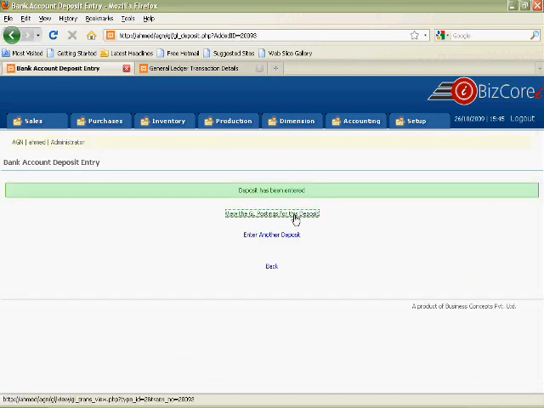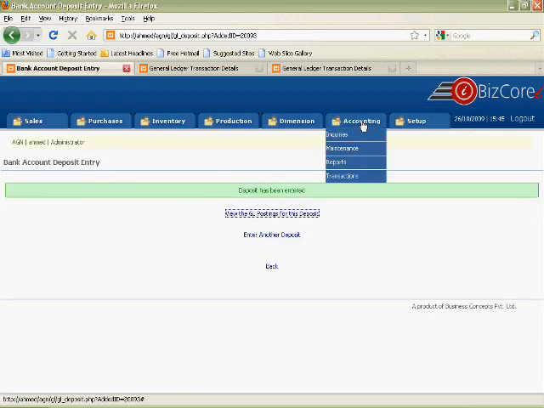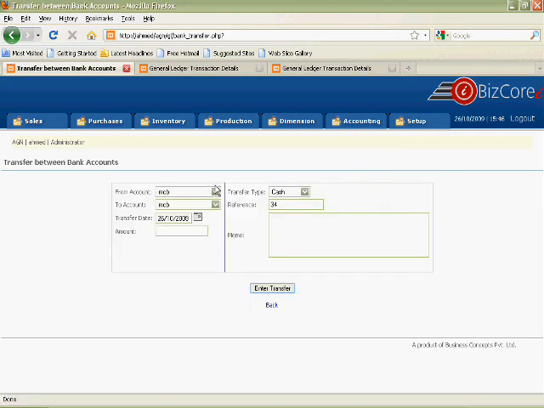Moving on towards the bank transfer, you can make a bank transfer from one bank to another, or from petty cash to any bank. For example, I want to transfer some money from Habib Bank to UB Bank. Amount can be 10,000 cash, reference number, amount transferred on 26th of 10, 2009, suppose, and transfer. You are not making any payments, you are not making any deposit, you are just transferring from one account to another.